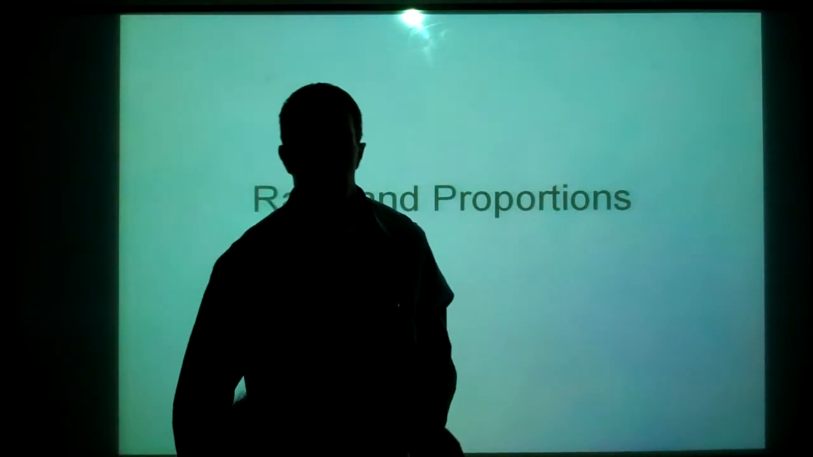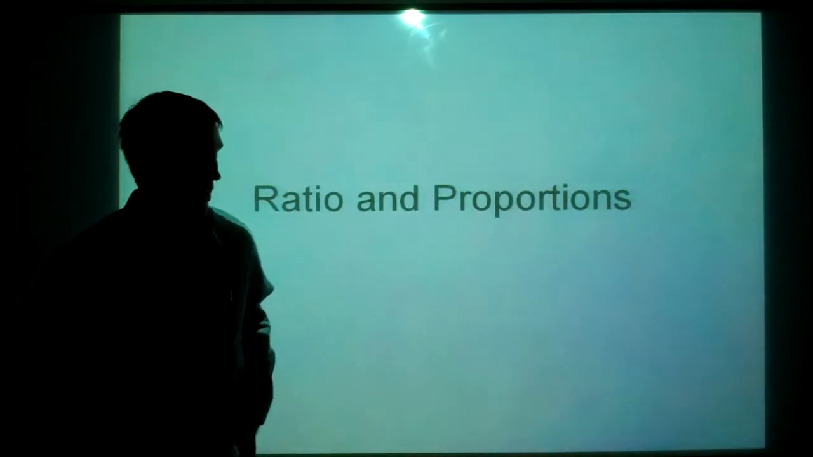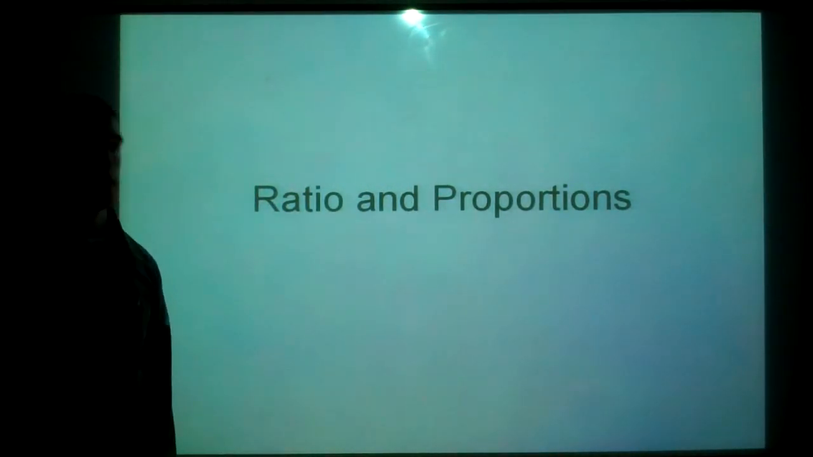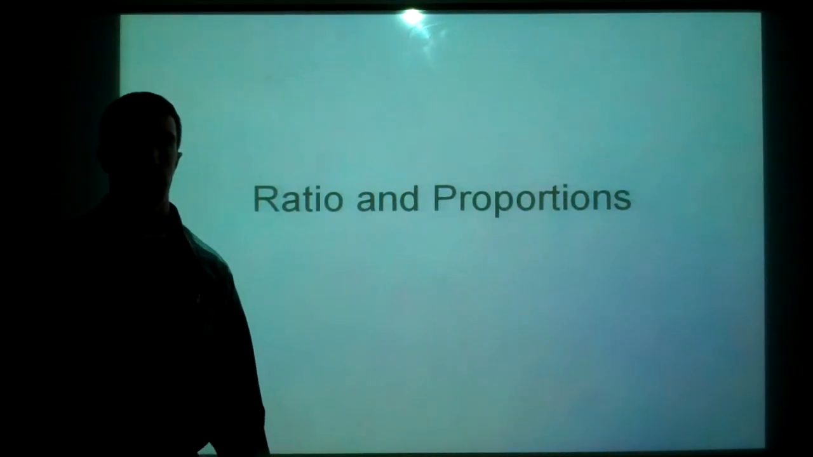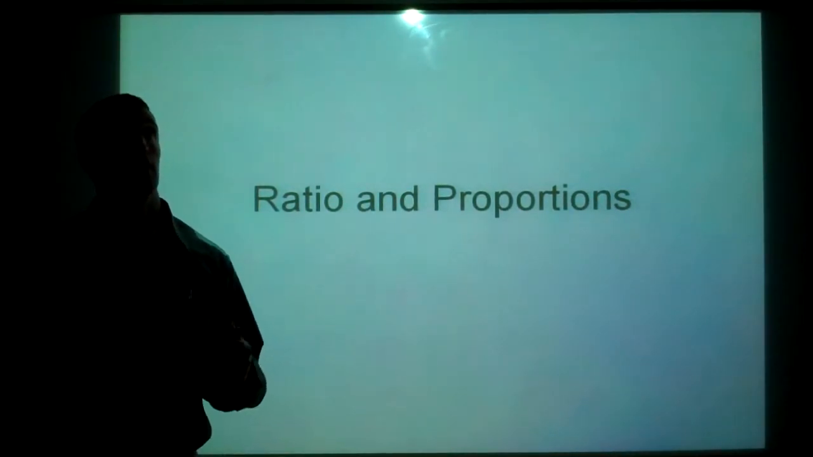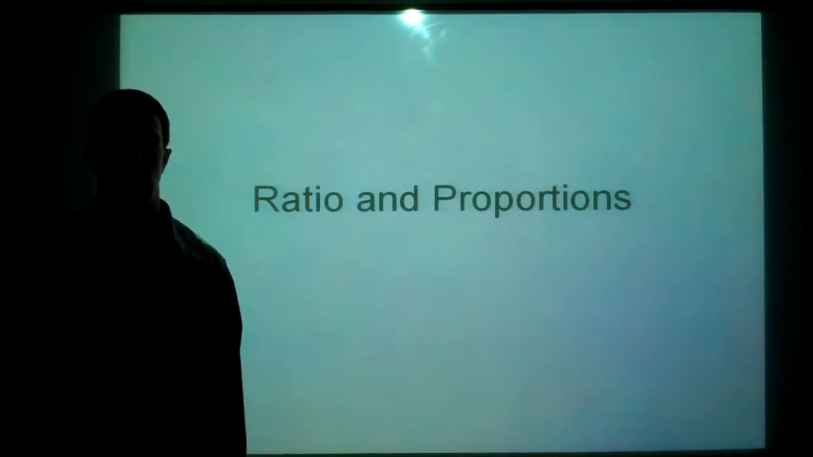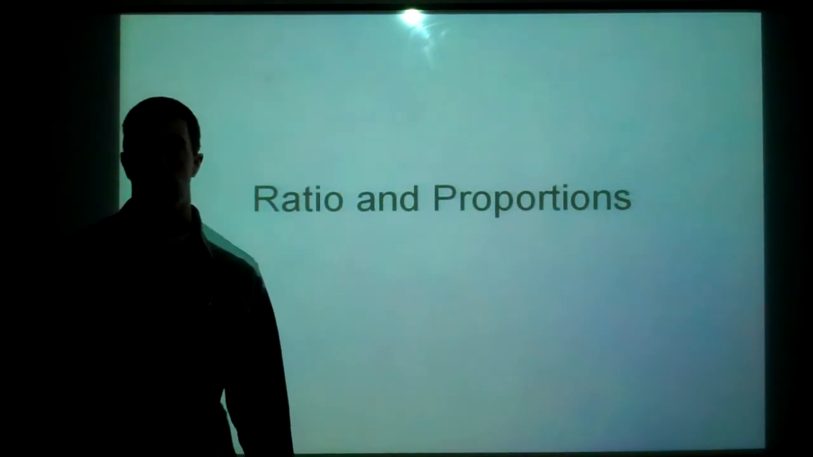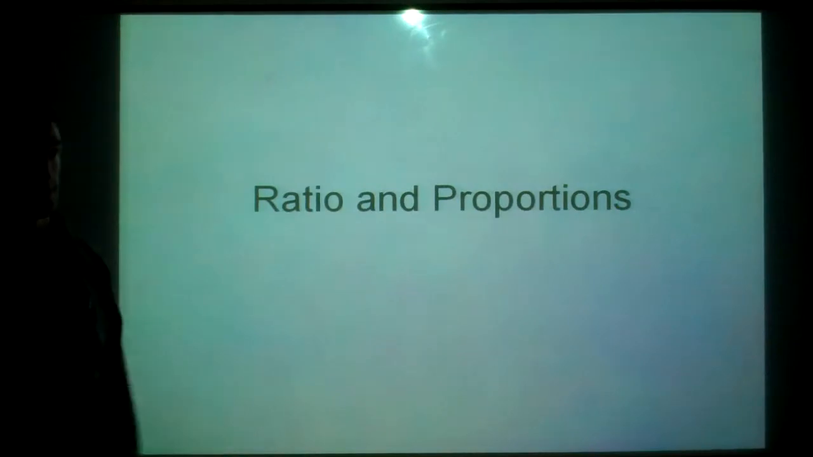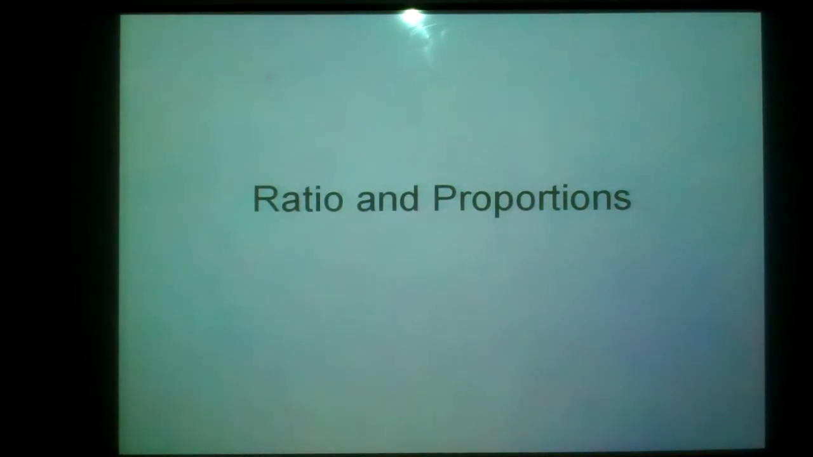Alright, this is lesson 39 for 7th grade, and today we're talking about ratio and proportions. I have to apologize, I'm going to be going fairly quickly today. My projector is having issues and could probably turn off at any moment, but I think I have enough time to get through this, so we'll see what we can do here.